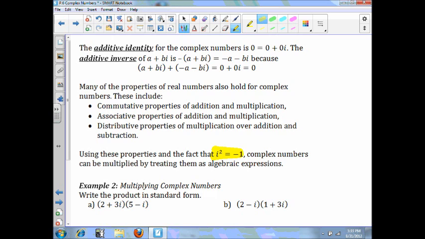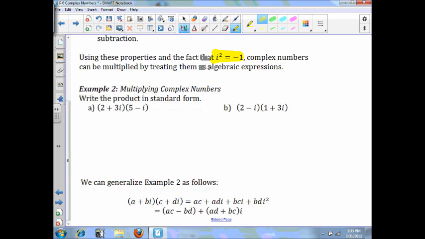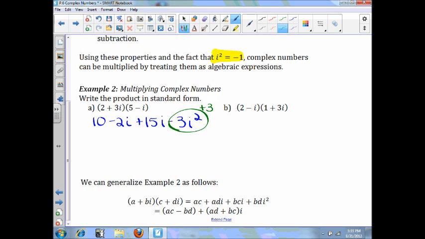Complex numbers can be multiplied by treating them as algebraic expressions, just like you FOIL back in algebra class. So let's look at example 2. Write the product in standard form. 2 times 5 is 10. 2 times negative i is negative 2i. 3i times 5 is 15i. 3i times negative i is negative 3i squared. Well, because i squared is negative 1, negative 3 times i squared will actually be a positive 3. 10 plus 3 is 13. Negative 2i plus 15i would be 13i.